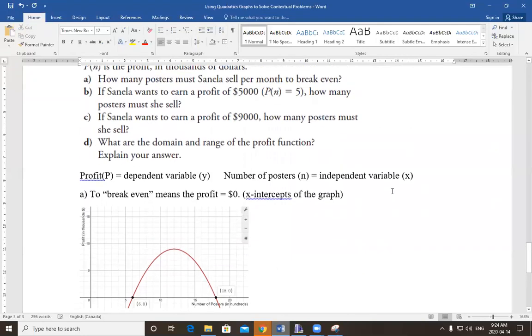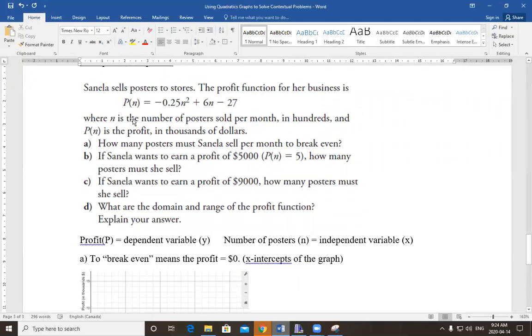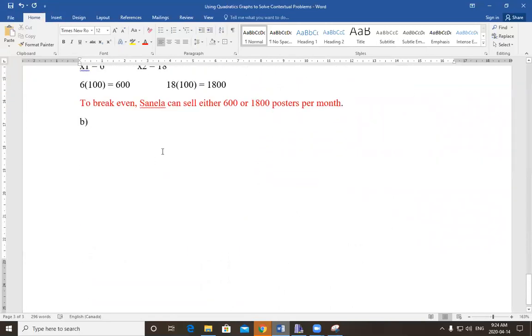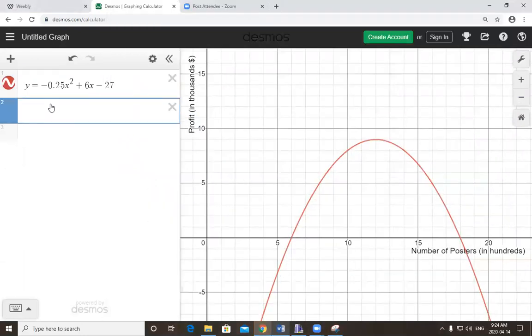So part B is asking if Sanella wants a profit of 5,000, and again, remember, we have to enter 5 for Y because Y is the profit in thousands of dollars. So 5,000 divided by 1,000 is 5. So how many posters must she sell? So this is going to be Y equals 5, and we'll plug that into our Desmos. So again, we're going to type in Y equals 5 on our notes, and go to Desmos.